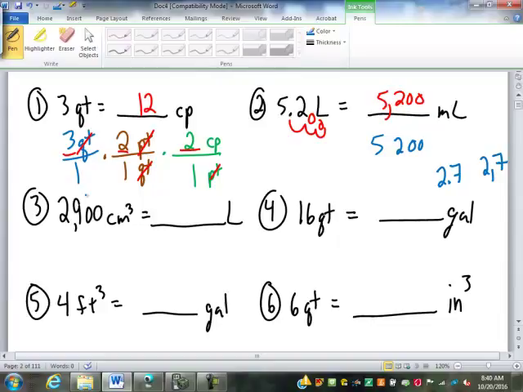2,900 cubic centimeters into liters. Do you remember how to do this? 2,900 cubic centimeters, or centimeters cubed, is actually the same as 2,900 milliliters. Cubic centimeter or centimeter cubed is a milliliter. So then from milliliters to liters, the decimal point goes 3 spots to the left. That's 2.9 liters.